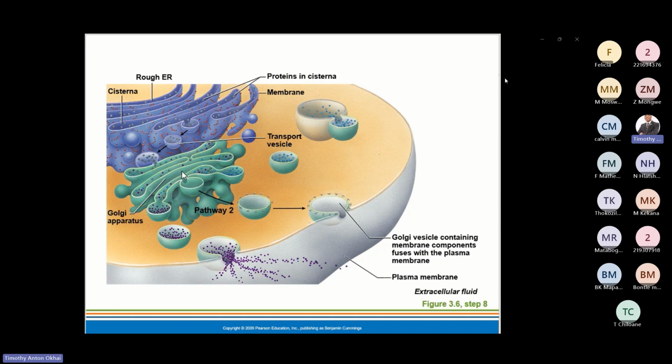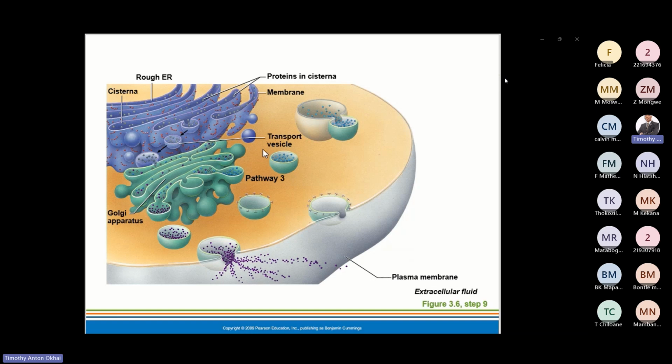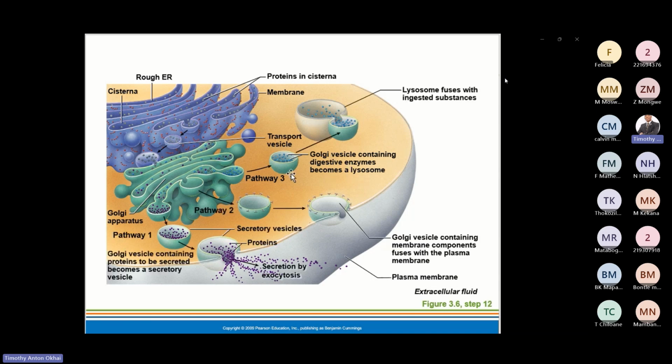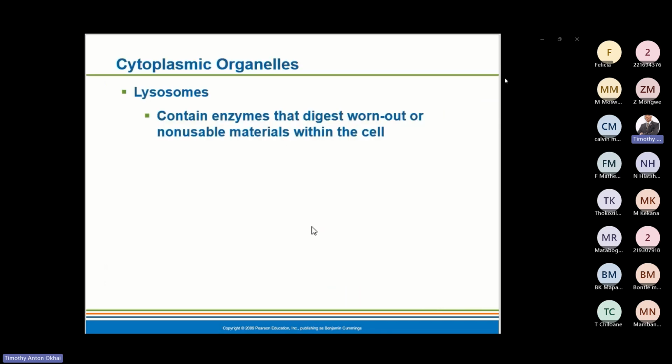Okay, so here's another pathway from here through the vesicle, secretes the substance out. Here's another pathway, pathway 3. Again, you have a secretory vesicle here. The Golgi vesicle containing digestive enzymes becomes a lysosome, and the lysosome fuses with ingested substances. So these are all processes involved in the transport of different materials out of the cell.